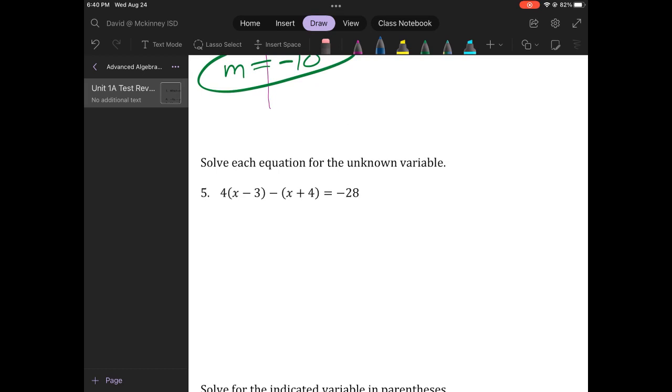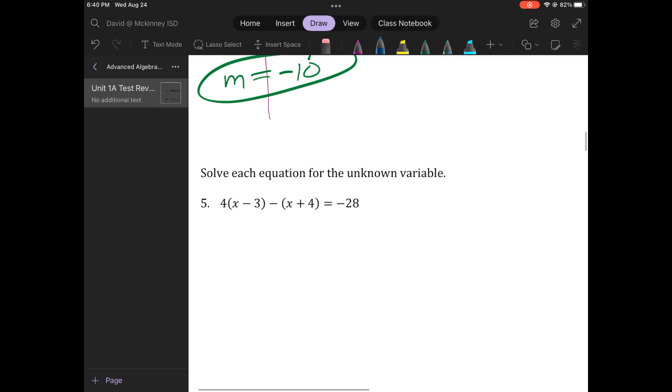So now I have double distribution, but I have it all on one side. It's all on the left side. I'm going to need to distribute the 4 into x minus 3. Once I've done that, I'm going to need to distribute this negative sign, or in truth, this negative 1, into x plus 4.